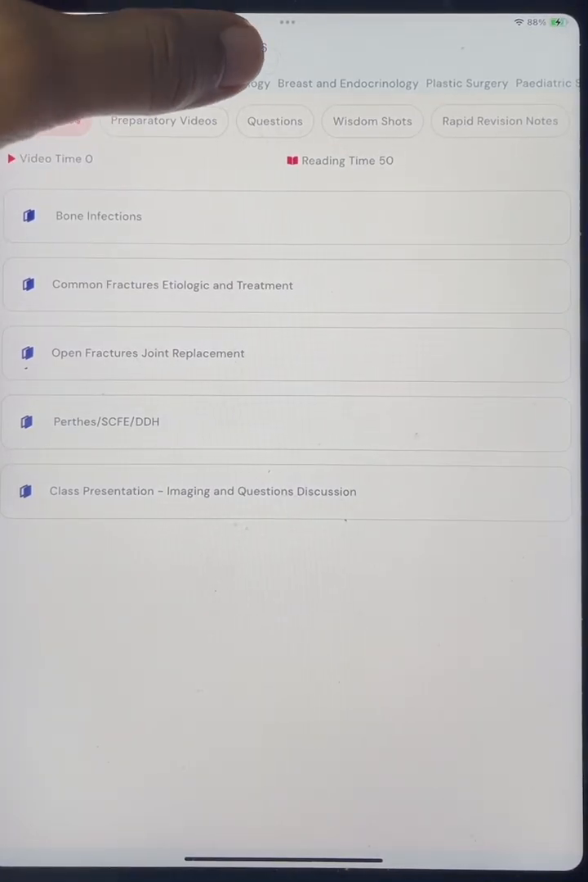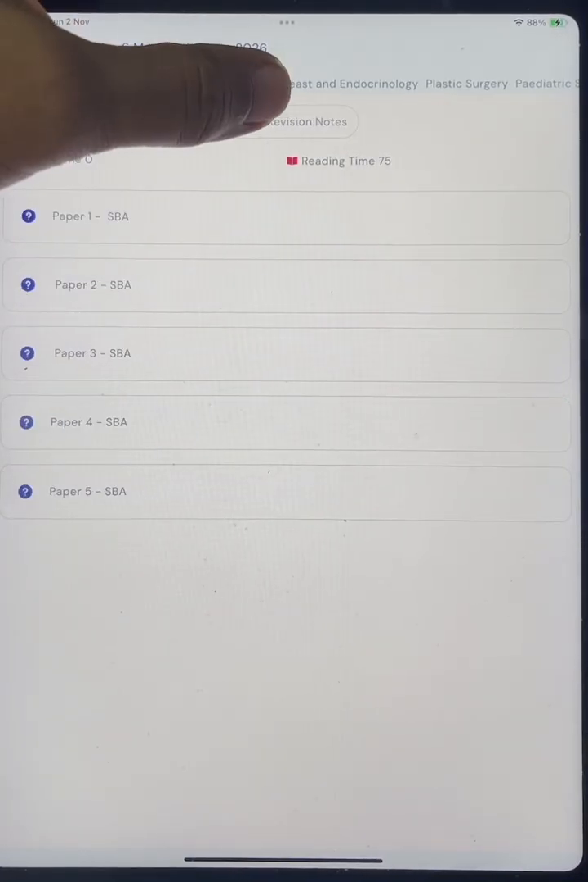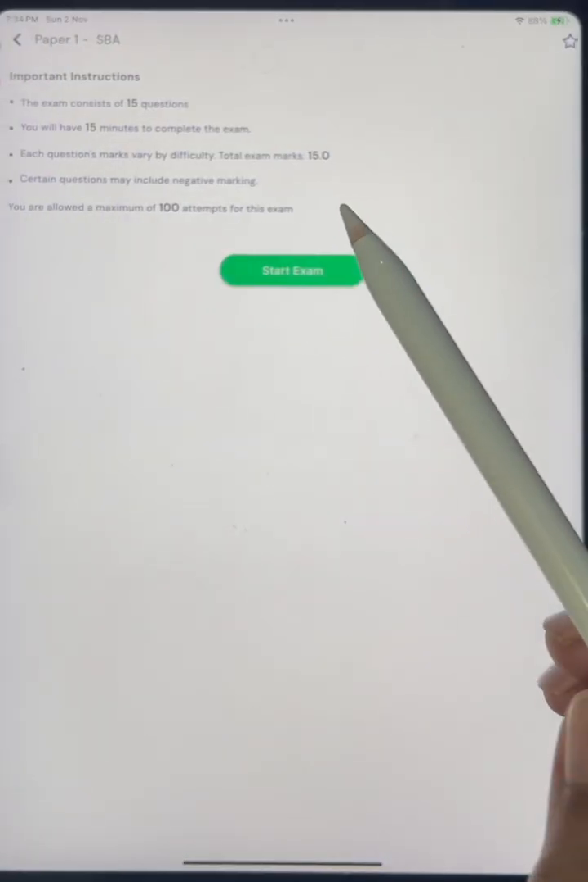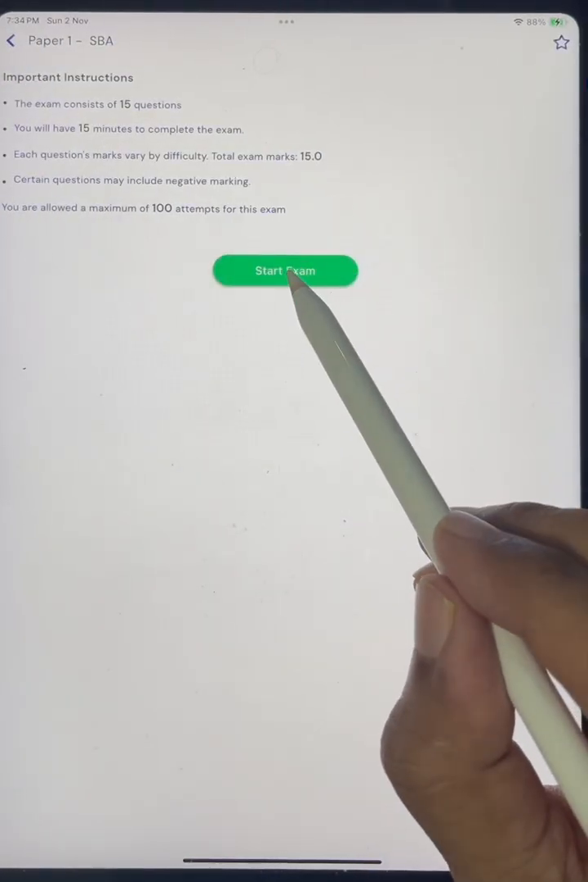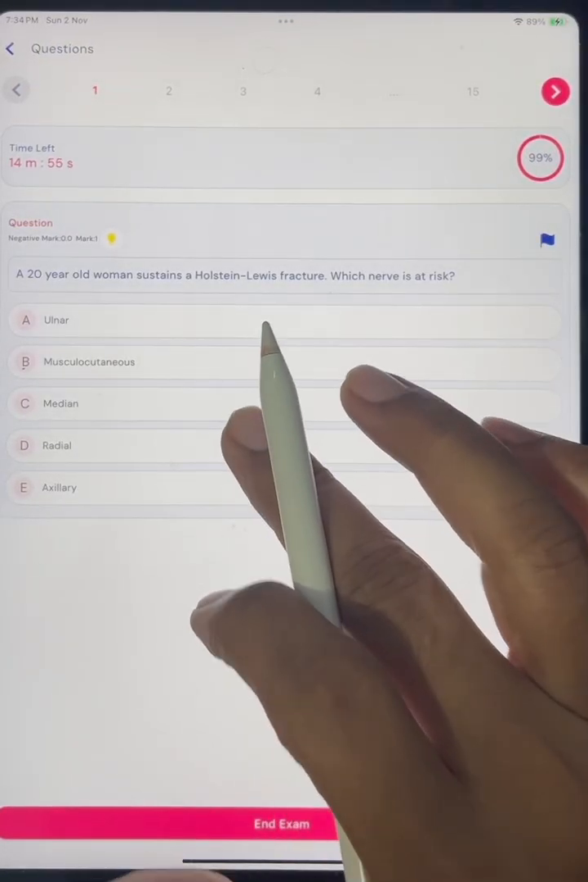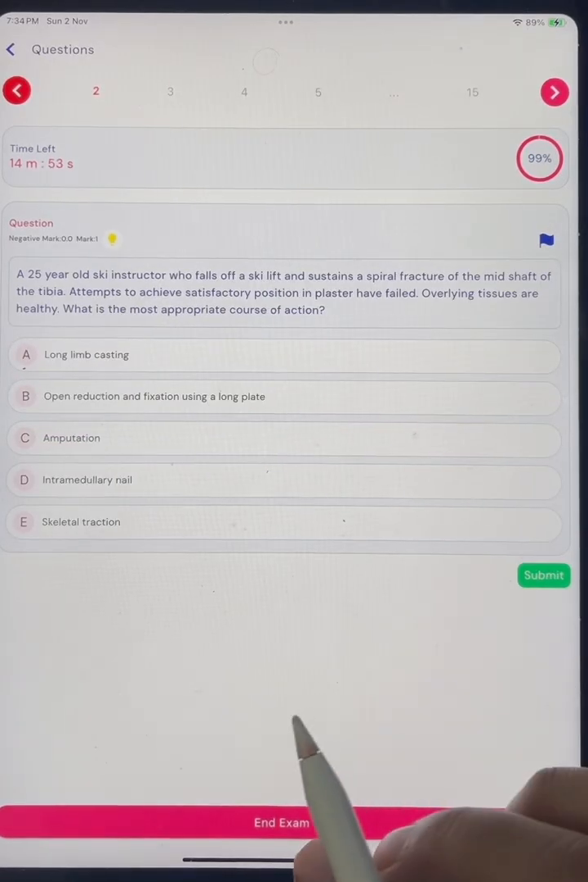So let us solve these questions from Study Medic. They have got the question banks. This one is 15 questions. 20-year-old woman, Halston Lewis, radial nerve, submit.